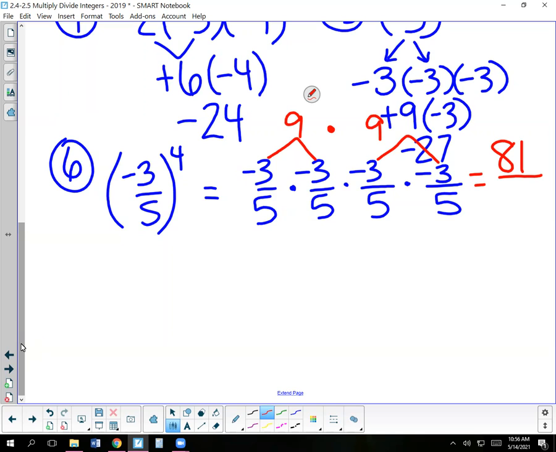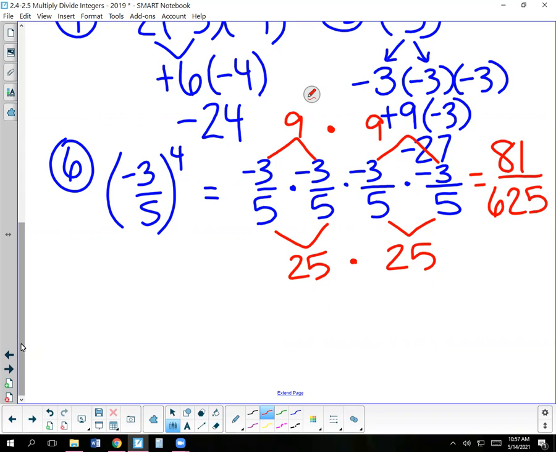Now, 5 times 5 is 25, and it's all positive, so we don't have to worry about that. 5 times 5 is also 25. 25 times 25 would be 625. I'm doing the math for you.